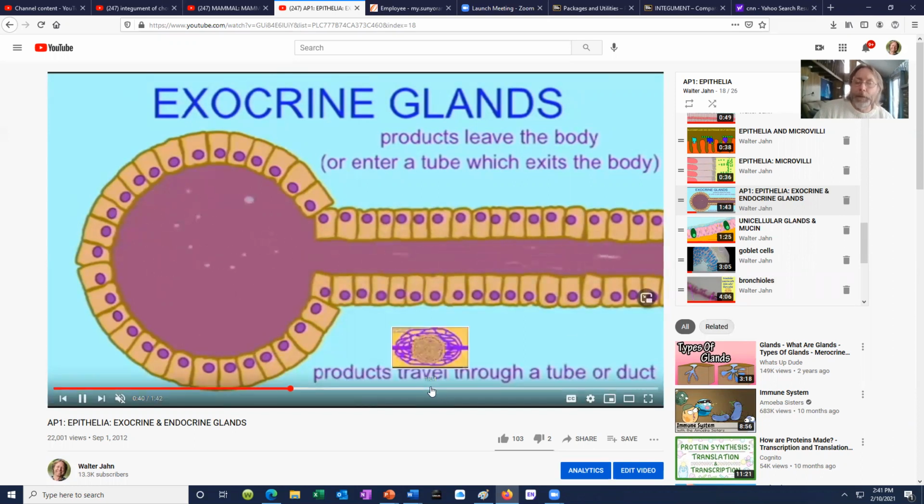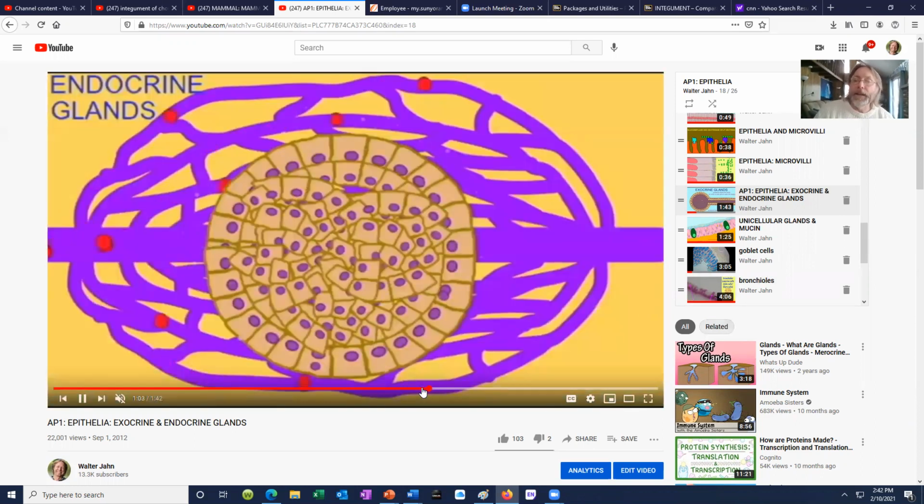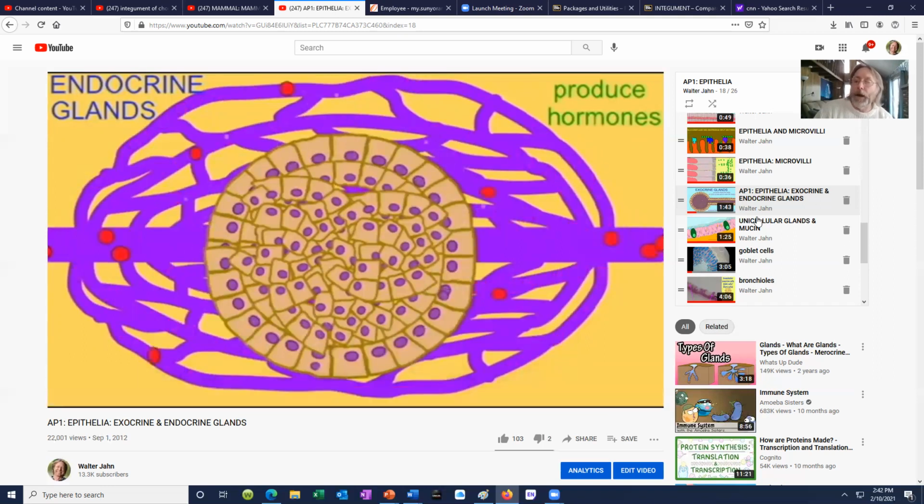The other type of gland is what is known as an endocrine gland. Its products, known as hormones or signaling molecules, then go into the blood or are signaling cells to their neighbors. These products are not traveling through a tube or a duct, and they are not leaving the body. Now, the glands which I'll focus on here primarily are bigger glands, and they're multicellular.